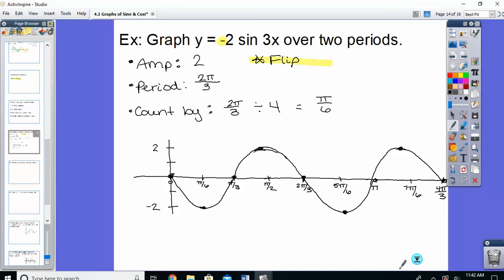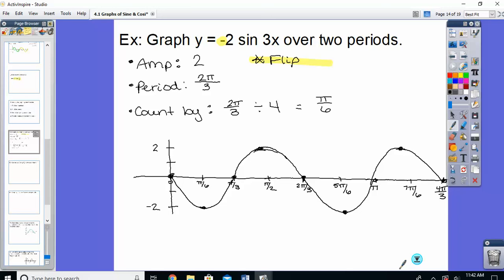Okay. This graph has absolutely everything in it that I could give you to complicate your graph at this point. I threw a negative, I changed your amplitude, your period, I had you graph over 2 periods. This is as complicated as they're going to get today. What questions do you have for me?